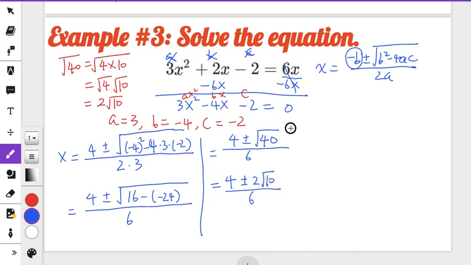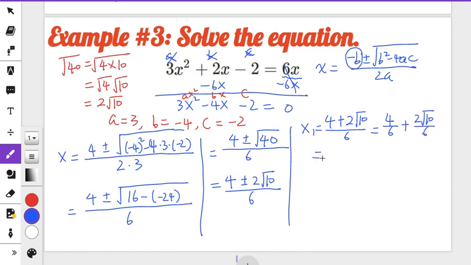So the two solutions we have here: the first one is 4 plus 2 square root 10 over 6. They are all even numbers here, so I'm going to divide by 2. You can write this as 4 over 6 plus 2 square root 10 over 6, which simplifies as 2 over 3 plus square root 10 over 3, because it's divided by 2, divided by 2, and this one divided by 2, divided by 2. So this is how we simplify.